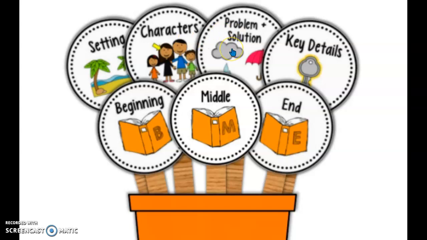Then there was a very big problem in the story. What happened? Tell your teacher. And then how did the problem get fixed at the end of the story? This is the part where you get to explain what you remember from the book.